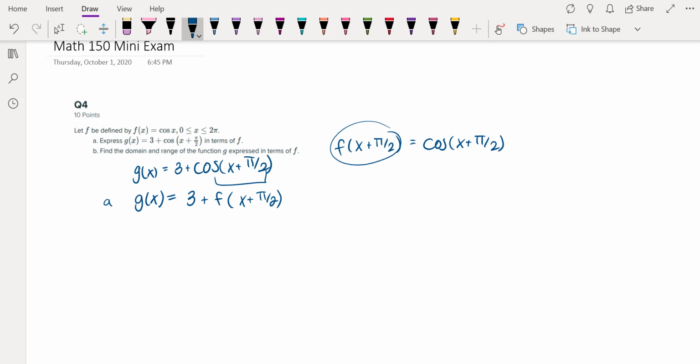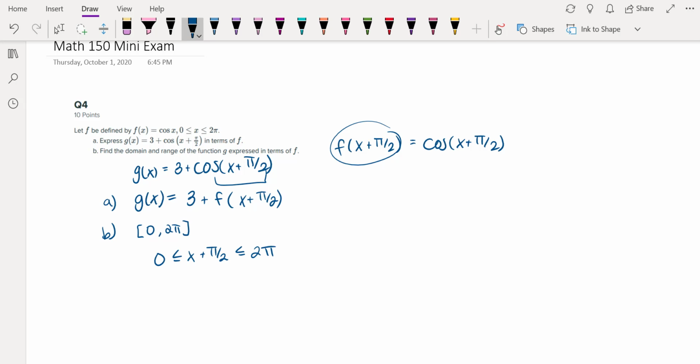So that's part A. Part B is asking us to find the domain and range of the function g in terms of f. Well, for f to be defined, we know that x needs to be between 0 and 2 pi. That was given to us. And so we know that our input for f also needs to be in between that. So we get 0 is less than or equal to x plus pi over 2, less than or equal to 2 pi.